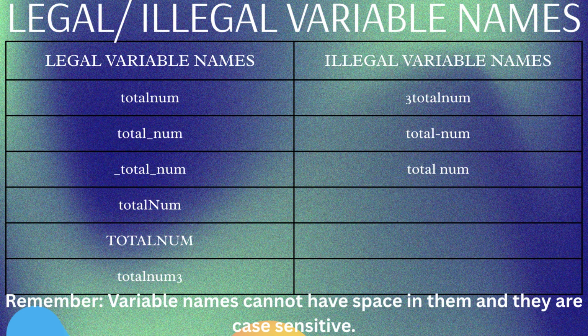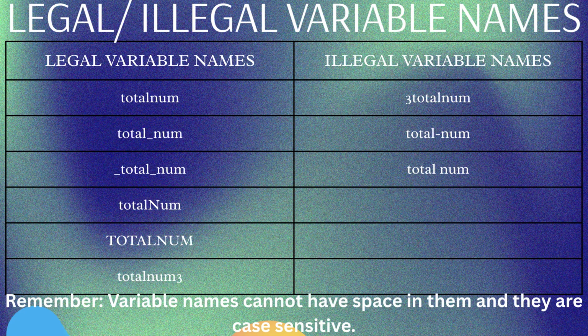Now on to legal or illegal variable names. Legal names include something like, let's say, total_num, which can be used for something like total number or total number of something. Total_num with an underscore before num is allowed, or totalnum without a space in between is also allowed. Remember that in a variable, you can only have alphanumeric characters and an underscore. You can also start with an underscore. You can put _total, another underscore, and then num.